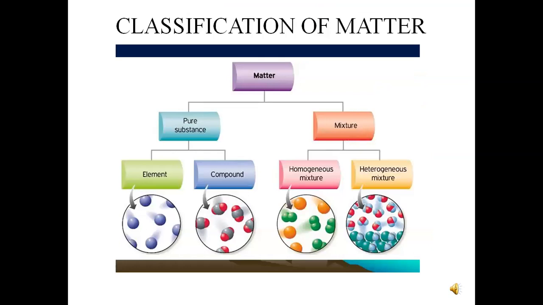Next, classification of matter. Matter is classified into two categories, namely pure substances and mixtures. Pure substances are further divided into categories as elements and compounds. In this class, we are seeing elements and compounds in pure substances.